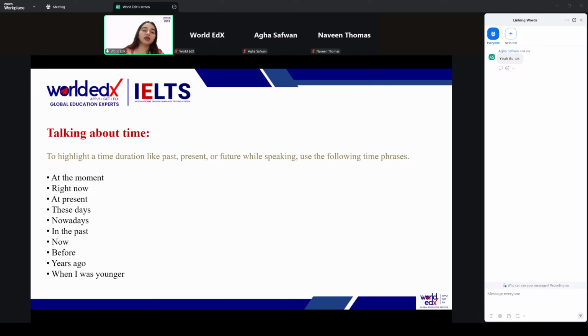Now, when we talk about time, this is again a spoken connector. We don't really use time references in the essay. Here you can use: at the moment, right now, at present, these days, nowadays, in the past, now, before, years ago, when I was younger. Remember, these are spoken linkers and cannot be used as written linkers. You need to know the clear contrast between a writing linker and a spoken linker. The spoken linkers need to be in the context of what you're saying. That should definitely be maintained.